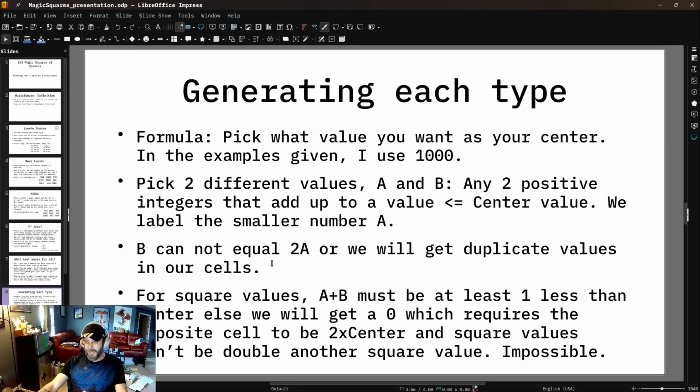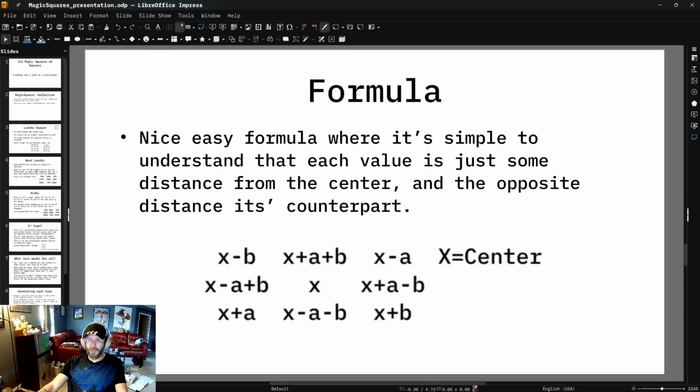And then, right, I have a note here, B can't be equal to A, or we will get multiple sets of the same value in our squares or in our cells. And then we'll talk about square values in just a moment. So let's just look at the formula. I'm actually going to jump ahead one little bit. And this is what our formula ends up being, right?